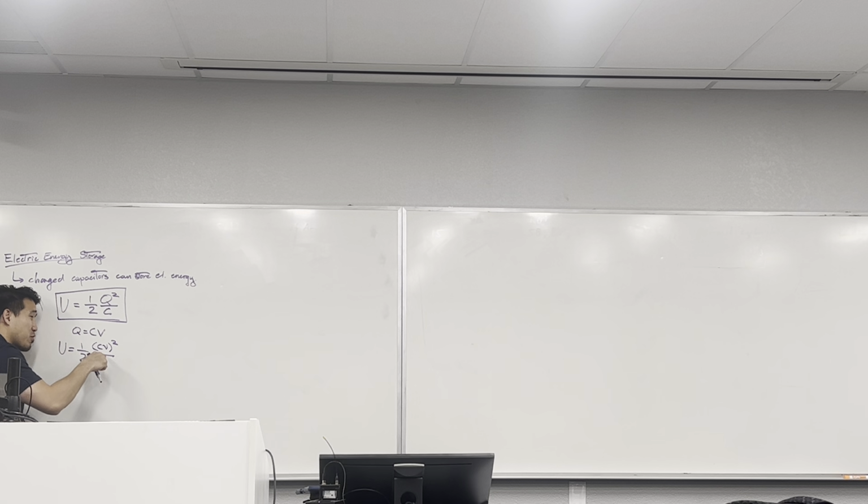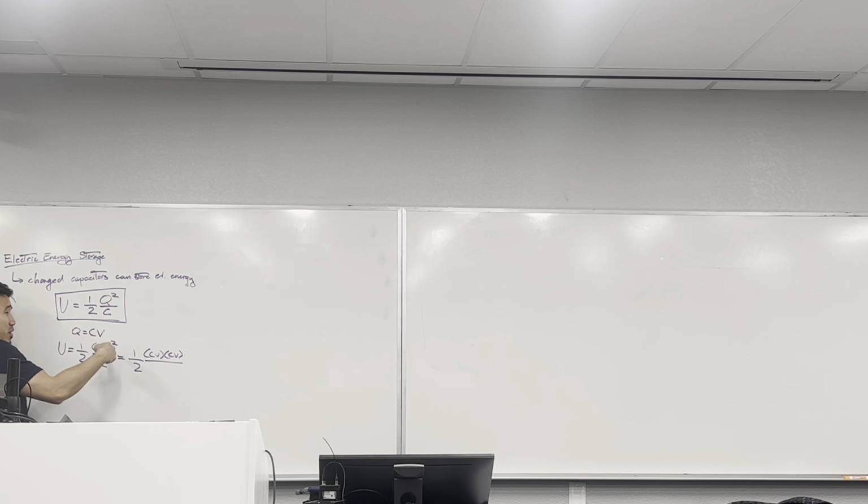As long as you remember the rules of exponents, and in case you forgot, you could just write it out the long way, meaning CV times CV. That's the definition of a squared. You just multiply it by itself over the capacitance. One of the capacitances cancel. And so you could also compute the energy stored in a capacitor by this expression, 1/2 CV squared.